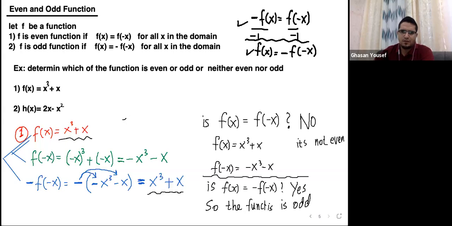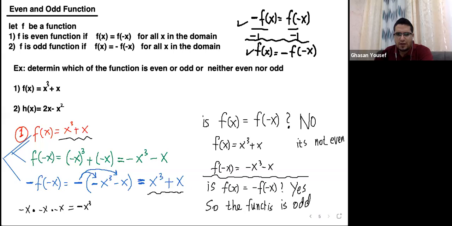Look, I'm going to do it here. Minus x times minus x times minus x equals: minus times minus is positive, times minus is negative, and x times x times x is x to the power 3. So this is equal to minus x to the power 3. And here we have plus minus x, which would be minus x. So for the second one, it would be minus x cubed minus x.